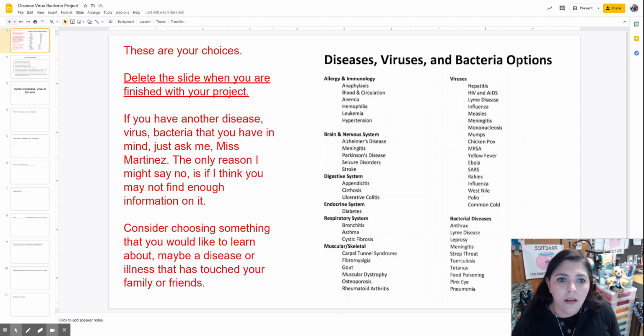There is a list provided here of a bunch of diseases, viruses, and bacteria. The way that I organize them is by the system that they affect. So if you are interested in a certain system, you can choose something off of there. Or if there's just something that you would like to research further, you can look for it on this list and choose it from there.